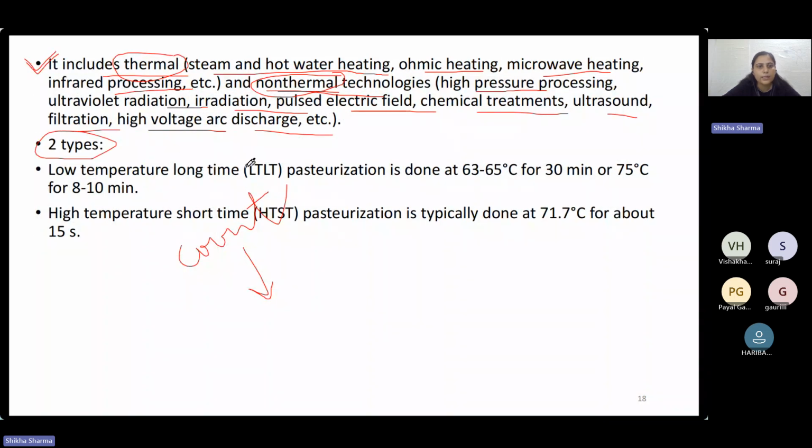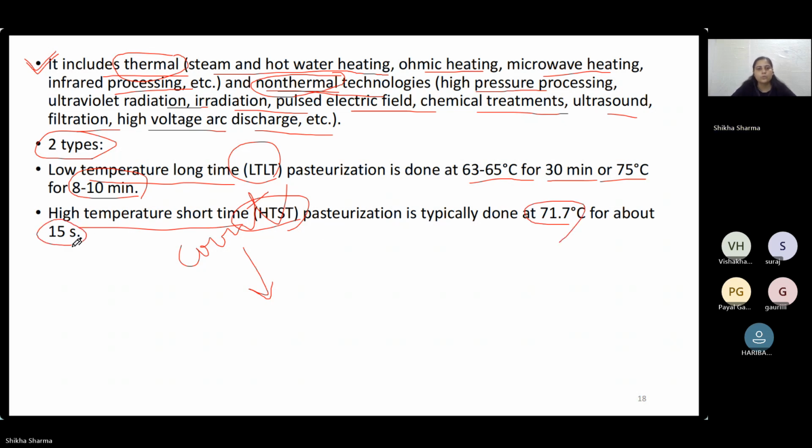It is of two types: LTLT, which is low temperature, long time, and HTST, which is high temperature, short time. So LTLT is around 63 to 65 degrees Celsius for 30 minutes, or 75 degrees Celsius for 8 to 10 minutes. And HTST is at 71.7 degrees Celsius and it is for 15 seconds.